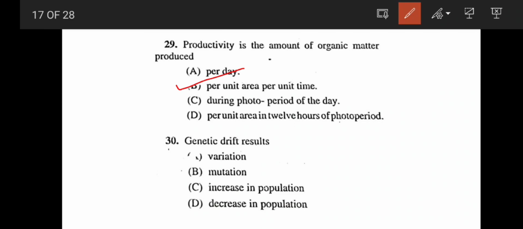Next, genetic drift results in. Whenever genetic drift occurs, the variation gets decreased. Okay, as a result, there is also a decrease in the population size. So the correct answer would be option D.